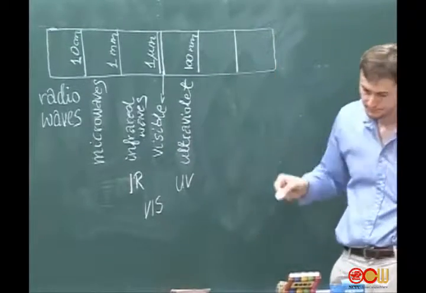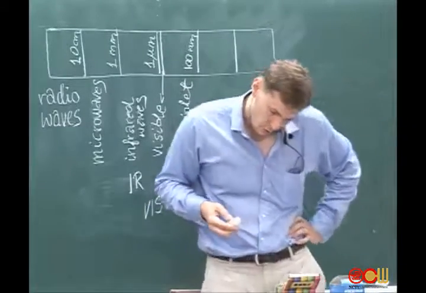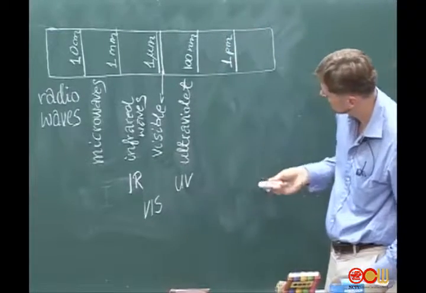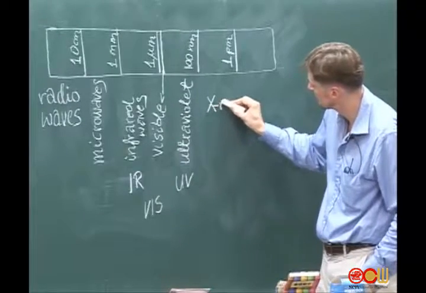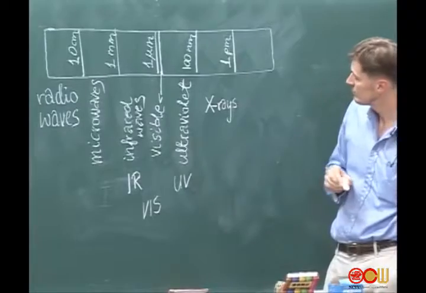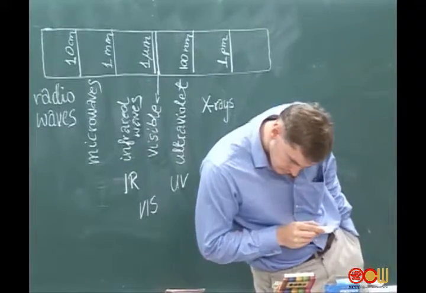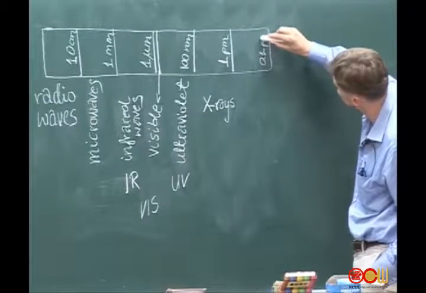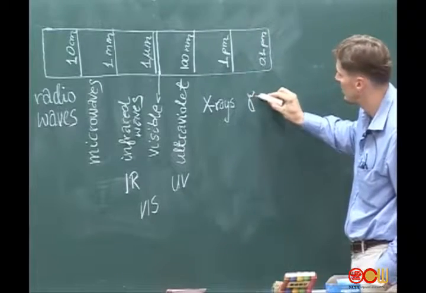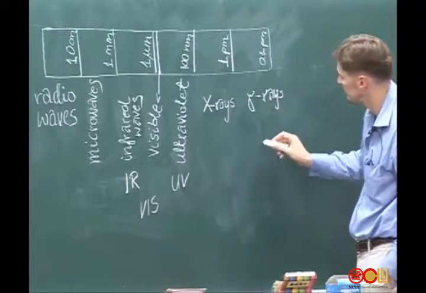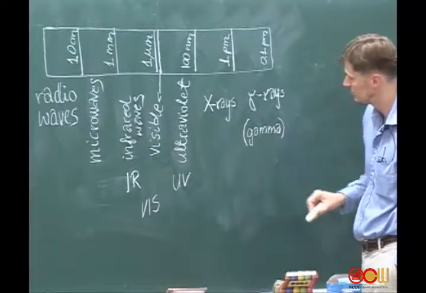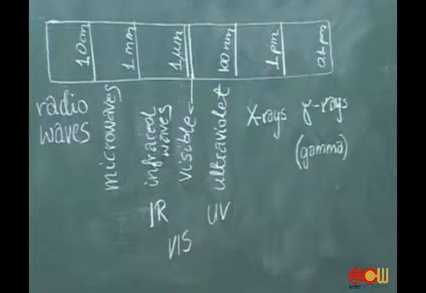Under UV, finishing at 1 picometer, you have X-rays. Then you have 0.1 picometer. You have something what is called gamma rays. And shorter wavelength is a cosmic radiation.